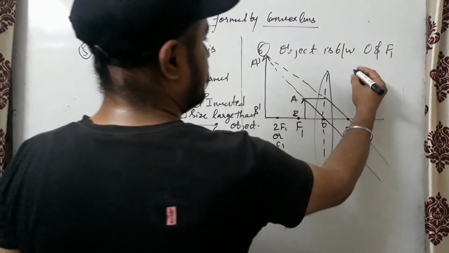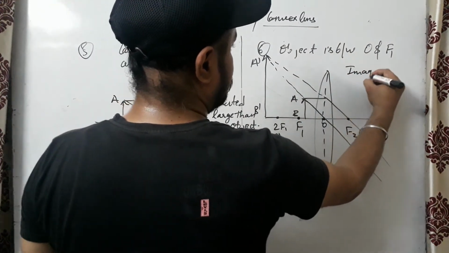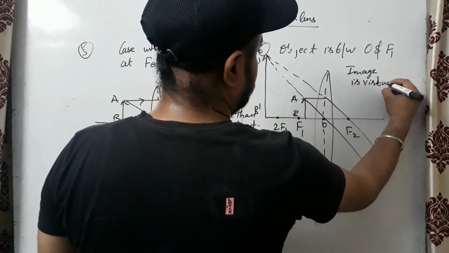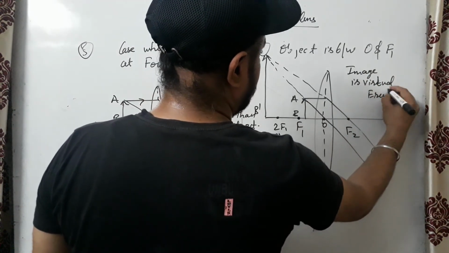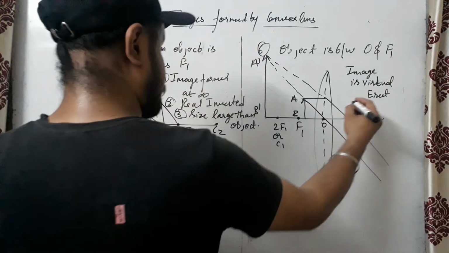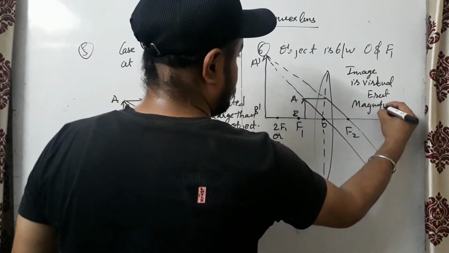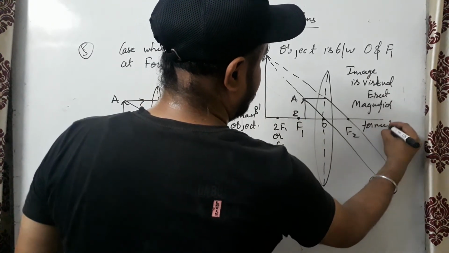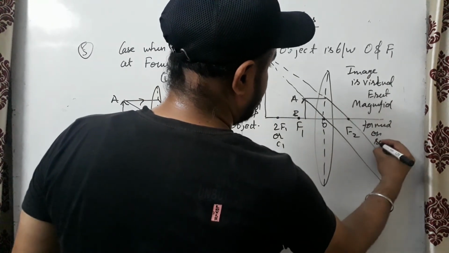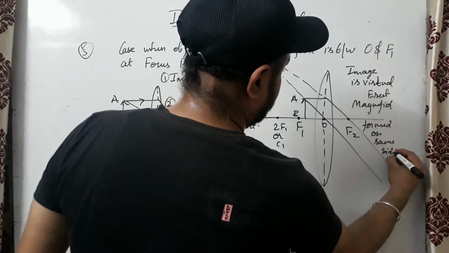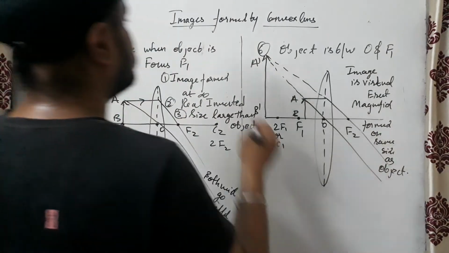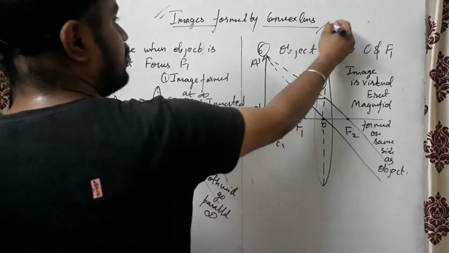Now the image characteristics are: the image is virtual and erect, magnified, and formed on the same side as the object. So these are the 6 cases along with the rules, which I have sent you in the video.